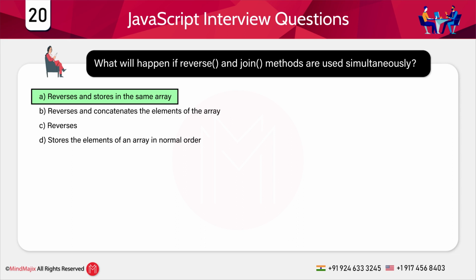Because the array.join method is an inbuilt function in JavaScript, which is used to join the elements of an array into a string. So the reverse method followed by the join method will reverse the respective array and store the reversed array into the memory. So the answer is A.